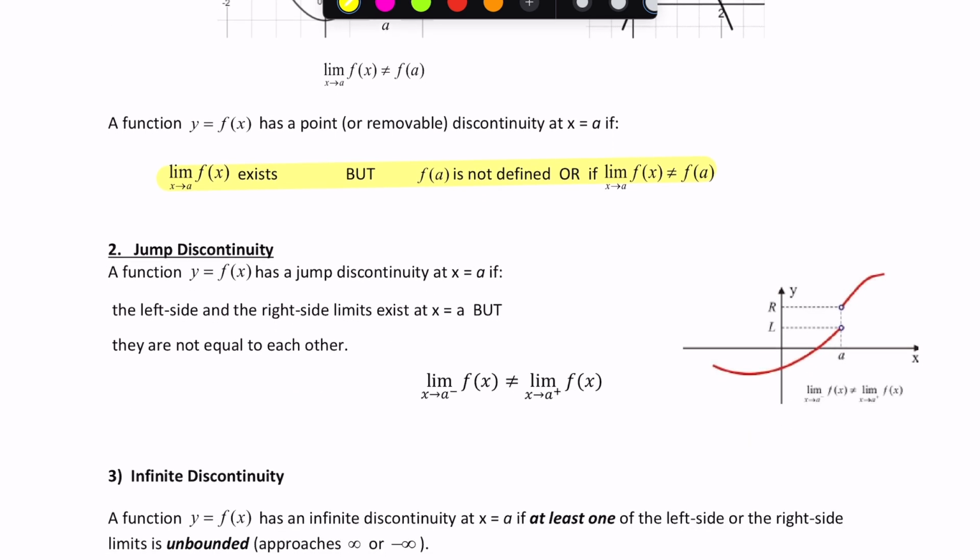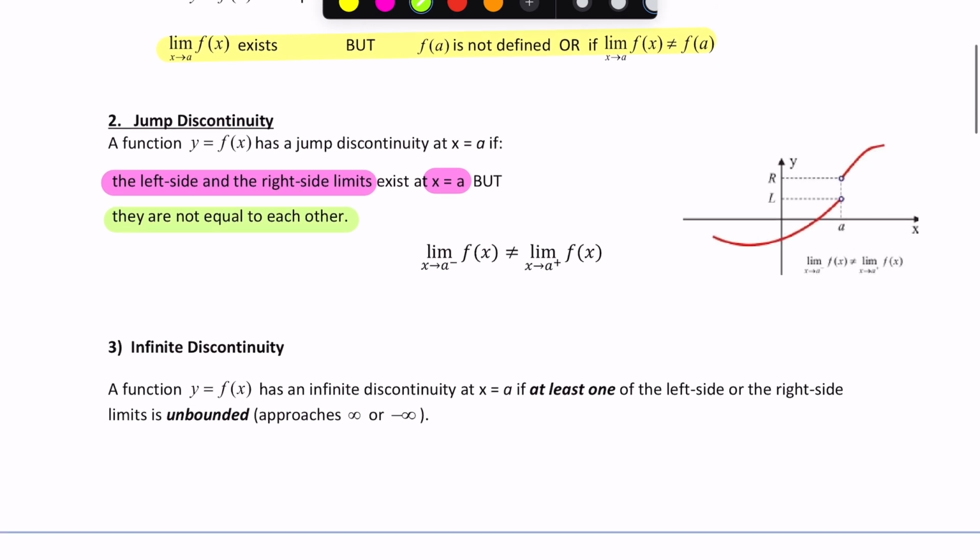A jump discontinuity: a function y equals f of x has a jump discontinuity at x equals a if the left side and right side limits exist at x equals a, but they are not equal to each other. So here we see that the limit as x approaches a from the left of f of x does not equal the limit as x approaches a from the right of f of x. And we see that in the diagram here on the right-hand side.